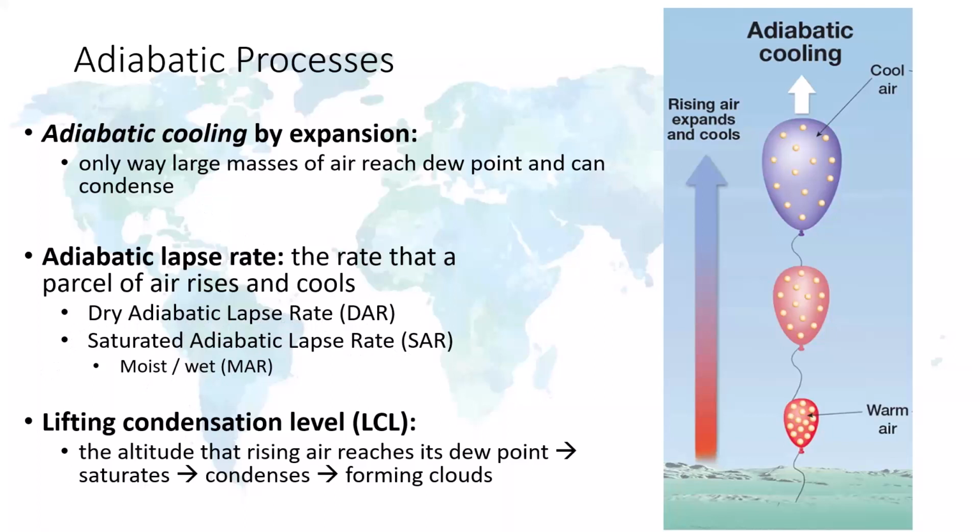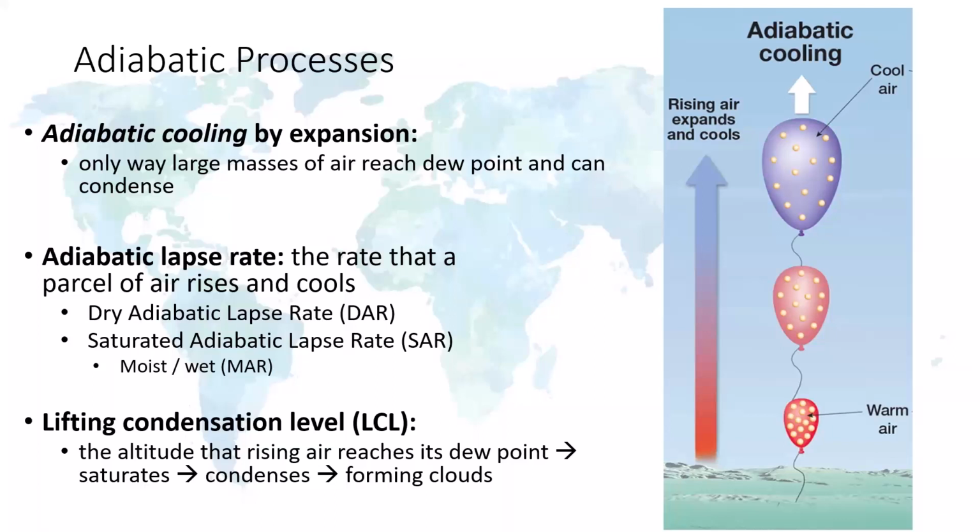It's important to note that adiabatic cooling is one of the only ways that a large mass of air or an air parcel is going to reach its dew point. The lapse rate is the rate at which the parcel of air rises and cools. We have to keep in mind that there are two different types. Dry adiabatic lapse rate means that there is less water vapor in the air, so there are no actual physical water droplets existing within the air parcel. The saturated adiabatic lapse rate is when that air is moist, when condensation starts and clouds can form.